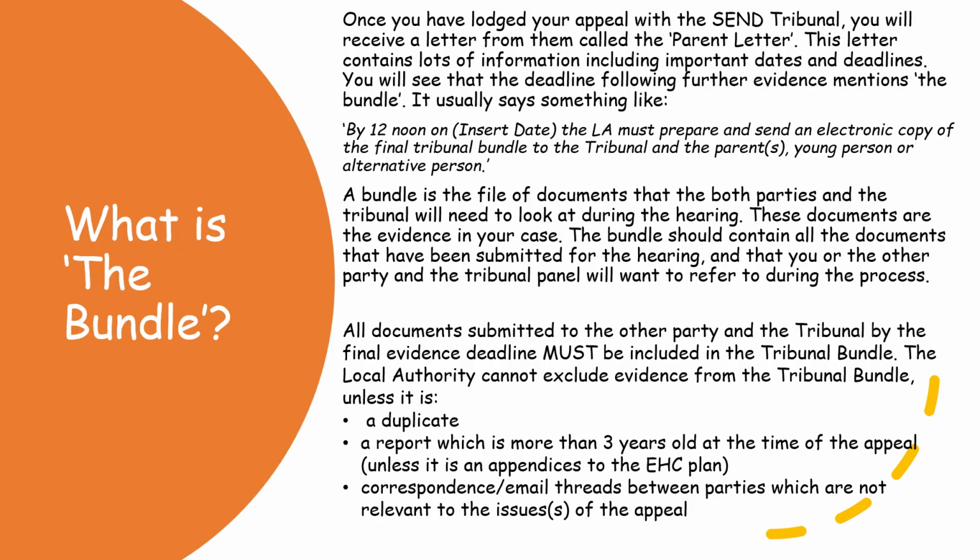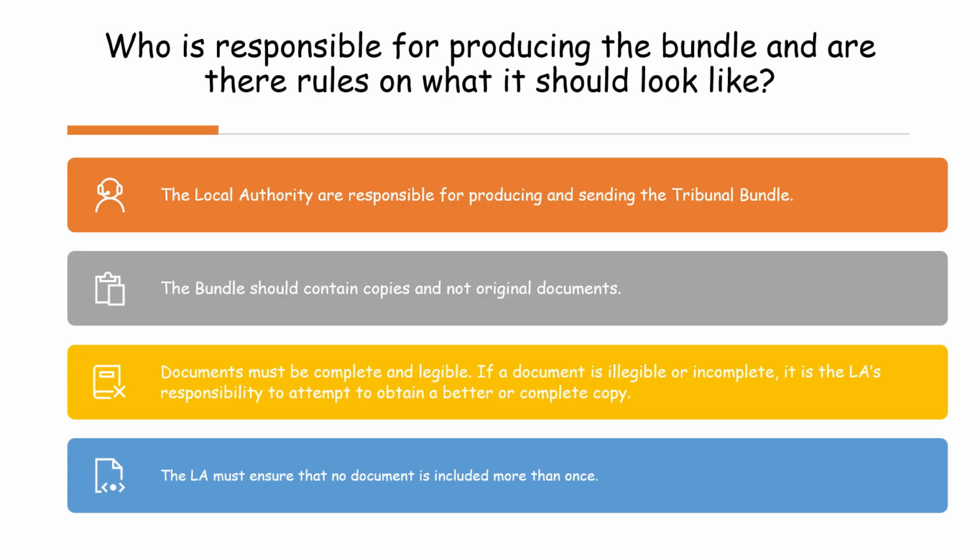All documents submitted to the other party and the tribunal by the final evidence deadline must be included in the tribunal bundle. The local authority cannot exclude any evidence from the tribunal bundle unless it's a duplicate, a report which is more than 3 years old at the time of the appeal, unless of course this was one of the appendices of the EHC plan, and correspondence or email threads between parties which aren't relevant to the issues of the actual appeal. So who is responsible for producing the bundle, and are there rules on what it should look like?